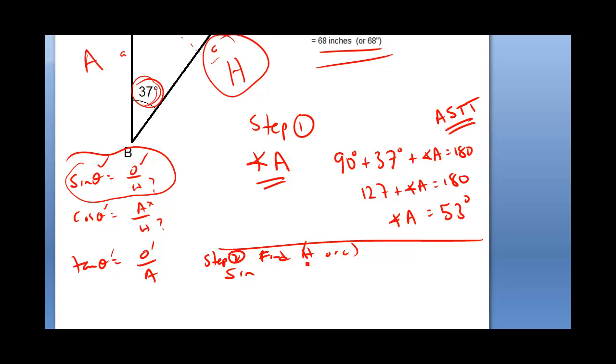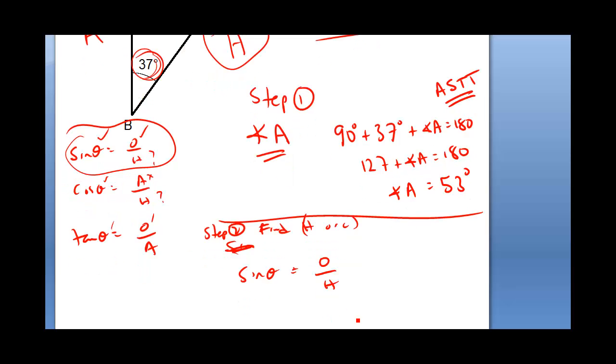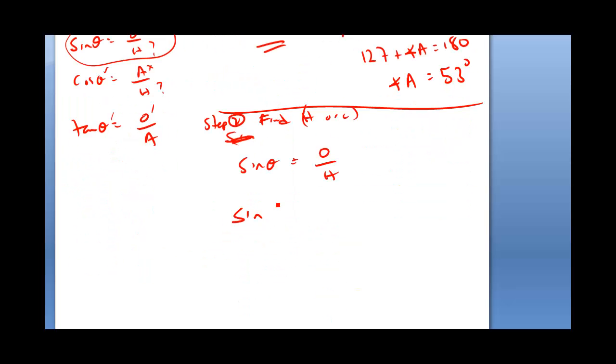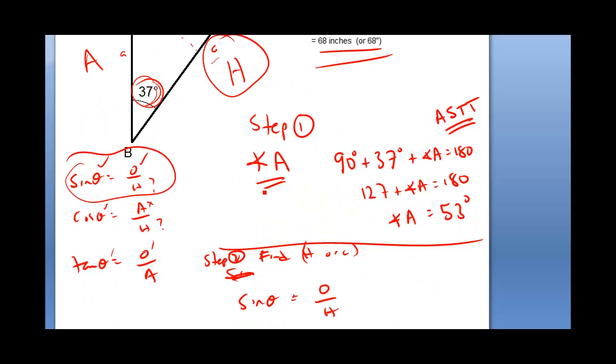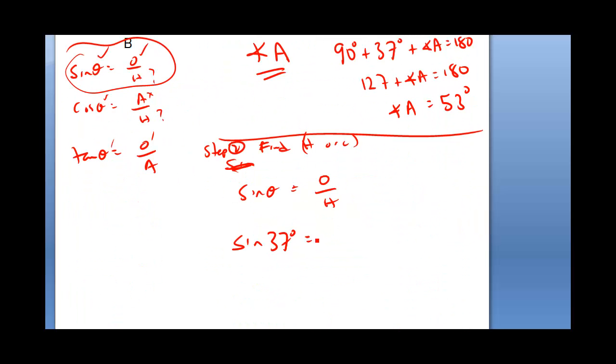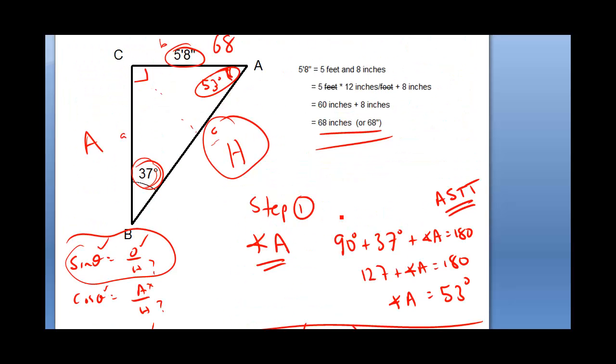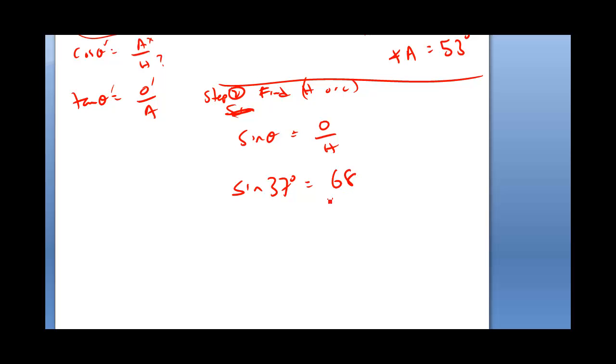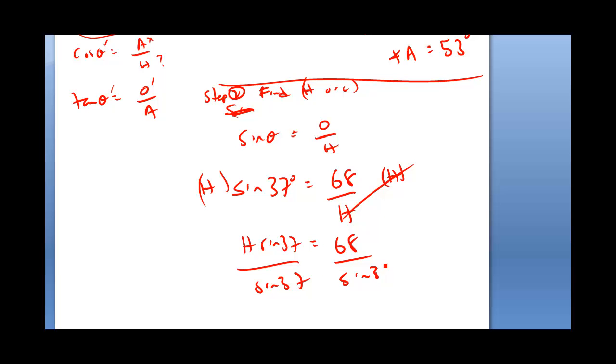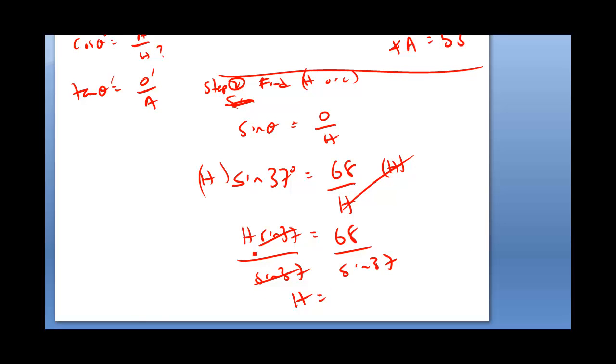So we've got sine theta equals opposite over H, and then we just substitute. The angle was 37 degrees. The opposite we knew was 68 inches over H. I want H on its own, so I'm going to multiply both sides by H because I don't like fractions. And then I've got H sine 37 equals 68, so I'm going to divide both sides by sine 37. You can't separate that 37 and the sine. Okay, so then I've got H equals, what's 68 divided by sine 37?